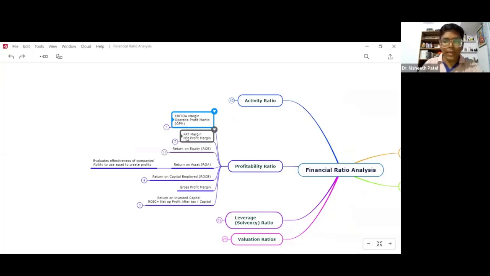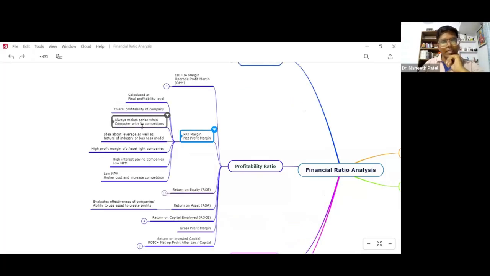So this is the PAT margin or the net profit margin, which is calculated at the final profitability level. That is the profit after tax. This will give an idea about the overall profitability of the company, and always makes sense when compared with competitors. It will give an idea about the leverage as well as the nature of the industry and the business model.